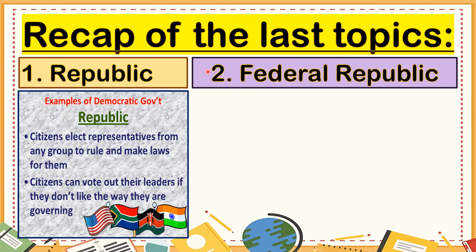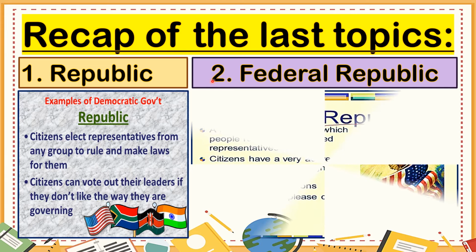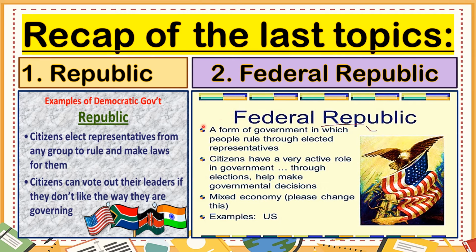The second topic that we have is Federal Republic. What is a Federal Republic? A form of government in which people rule through elected representatives. Citizens have a very active role in government through elections, help make governmental decisions, and have a mixed economy. An example of a Federal Republic is the United States of America. So these were the two topics that we discussed last week, Republic and Federal Republic.